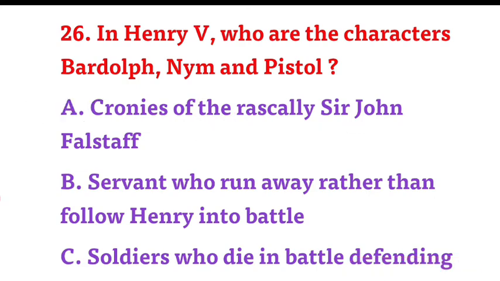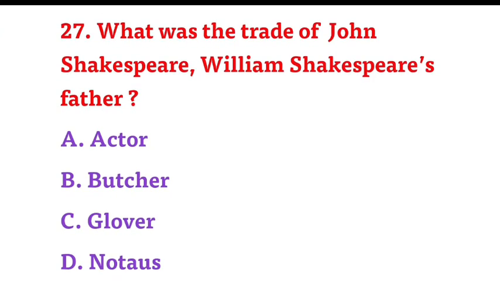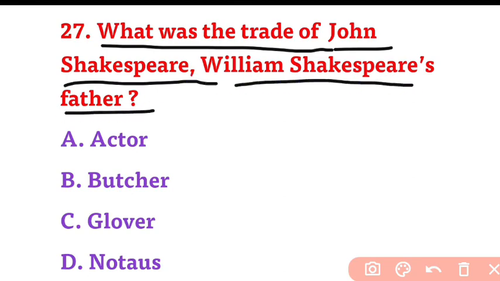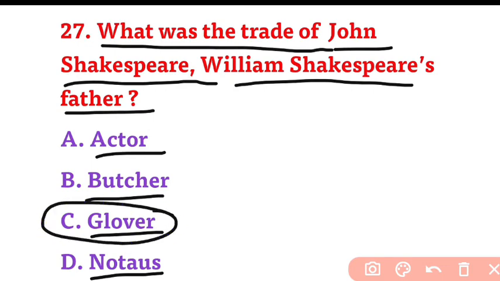Question number 27. What was the trade of John Shakespeare, William Shakespeare's father? Actor, butcher, glover, innkeeper. The answer will be glover. So option C is correct.